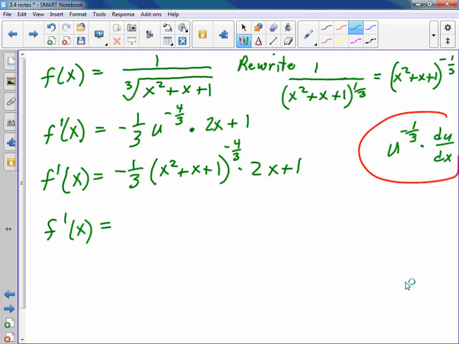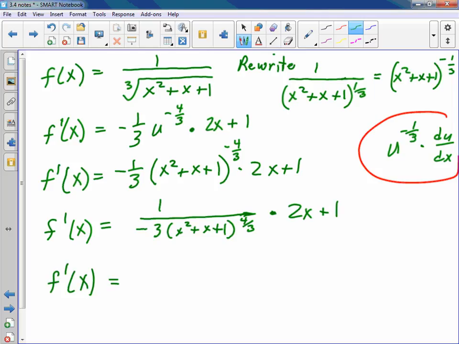Okay, so I can say 1 over 3 times (x squared plus x plus 1) to the positive 4/3 power times (2x plus 1). And then I can do one more step: (2x plus 1) over negative 3 times (x squared plus x plus 1) to the 4/3. Okay, so I think this is about as good as you can get.